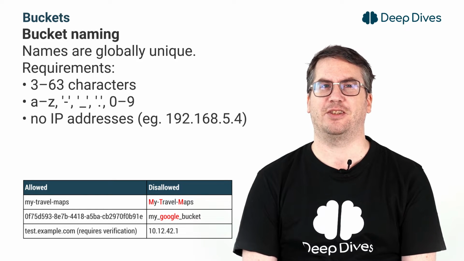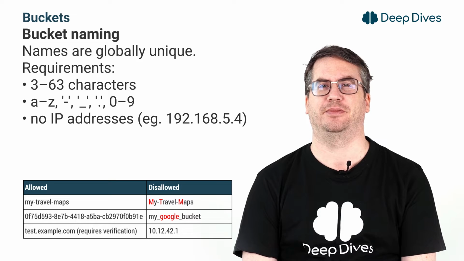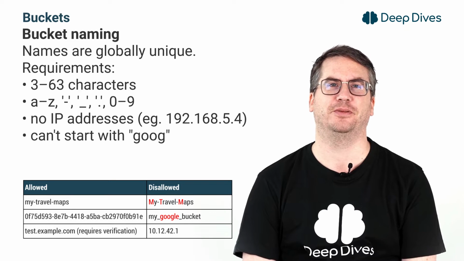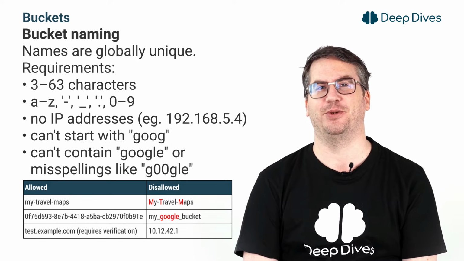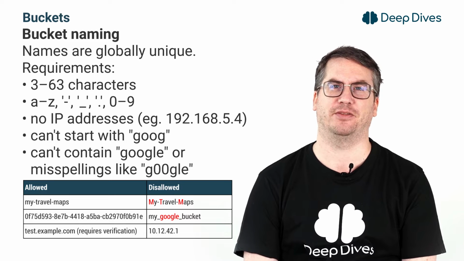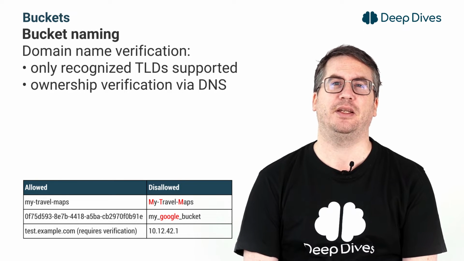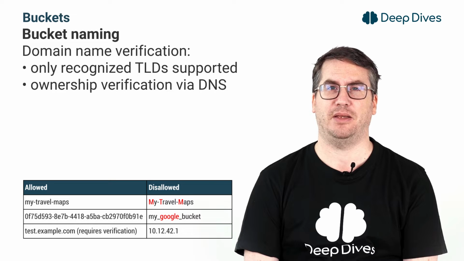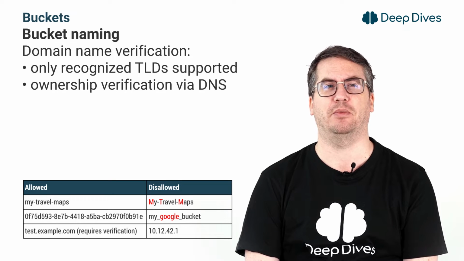The name can't be an IP address though. It can't start with the letters Goog or contain the word Google or any misspellings thereof. In case you create a dotted bucket name, it is subject to domain name verification.